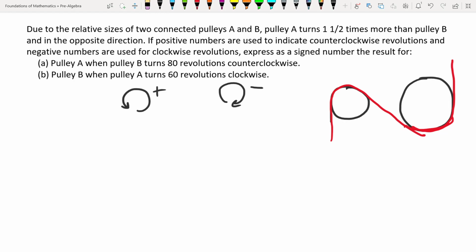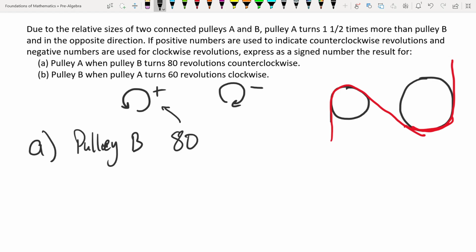So that's what we're looking at here. And for the amount of times that B turns, A turns faster. That's because B is a bigger pulley than A is. Okay, so what is the signed result for pulley A when pulley B turns 80 revolutions counterclockwise? Counterclockwise was the positive, so we know pulley B is going to be plus 80 revolutions.